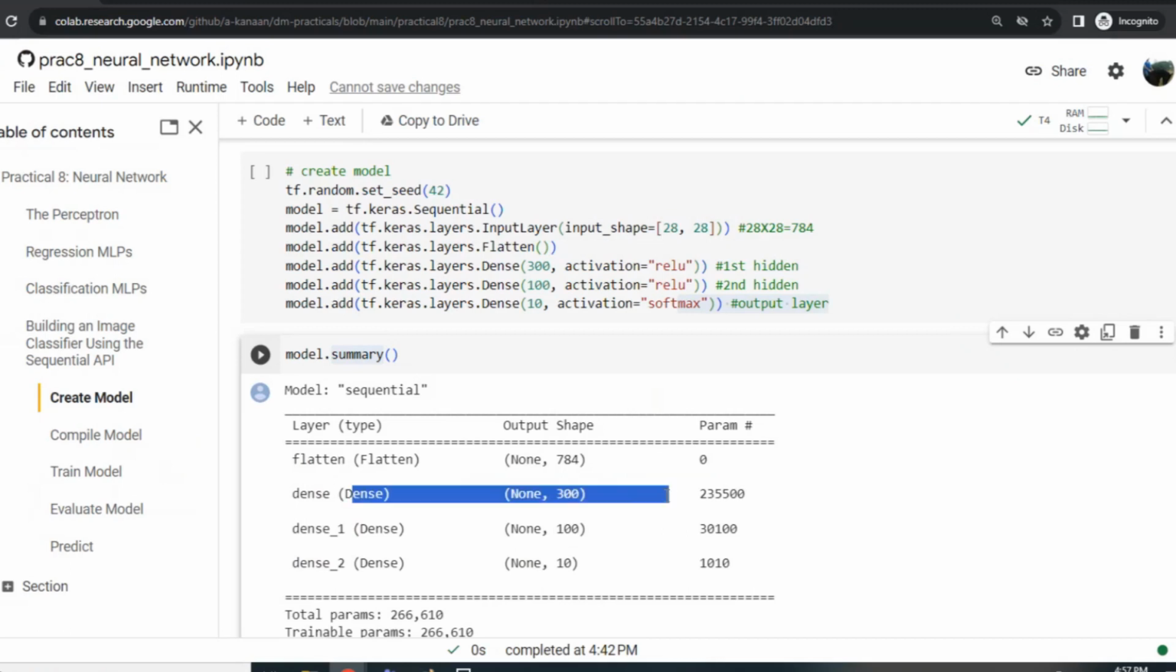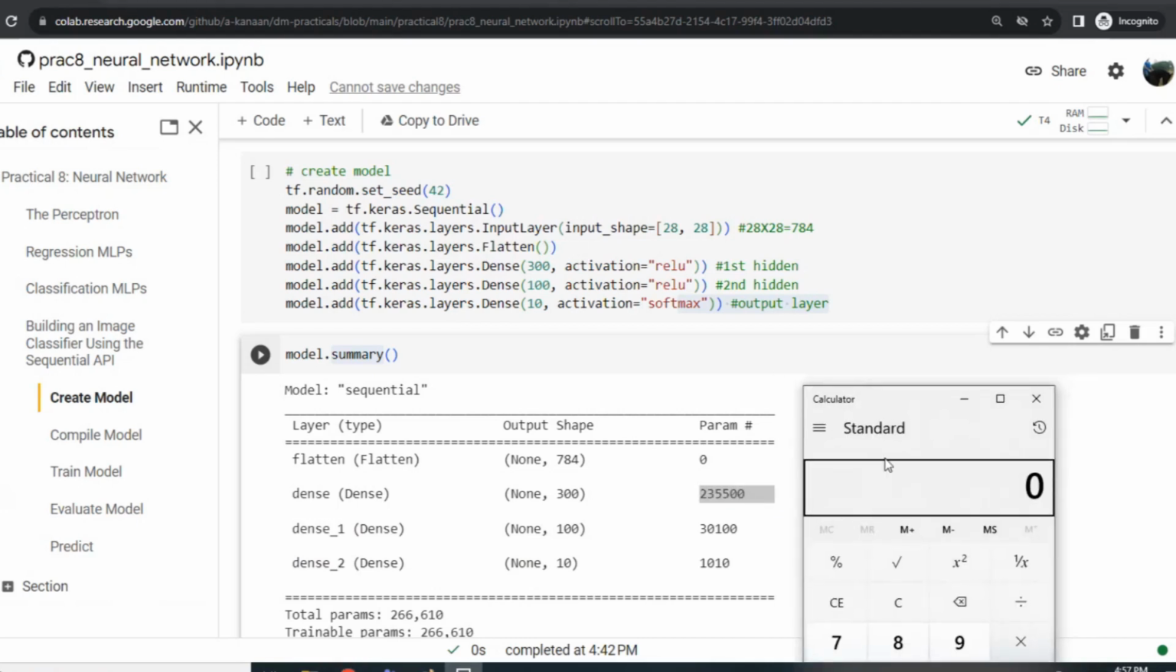Let's go to the next layer. Next layer we have 300 neurons. How did we get the number of parameters? 235500. In other words, 235K. That means we have this number of parameters as weights and bias. Can anyone prove how we get this value? Can anyone tell us how to calculate? Now, for this one, we have 300 neurons, correct?